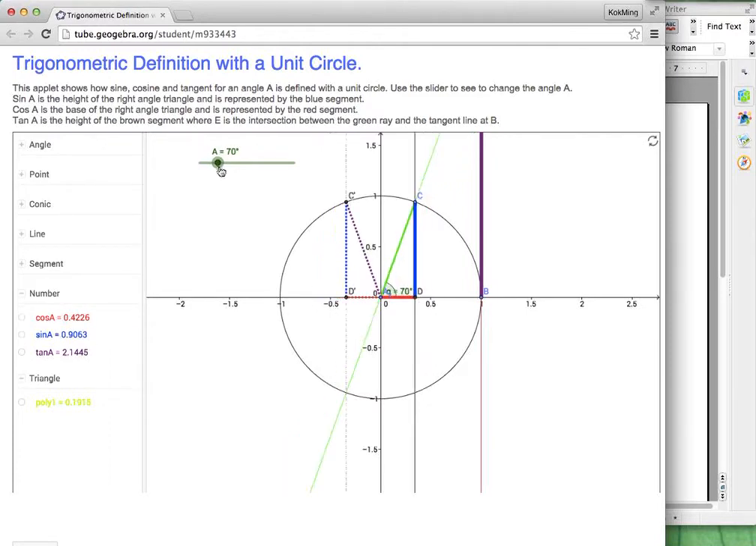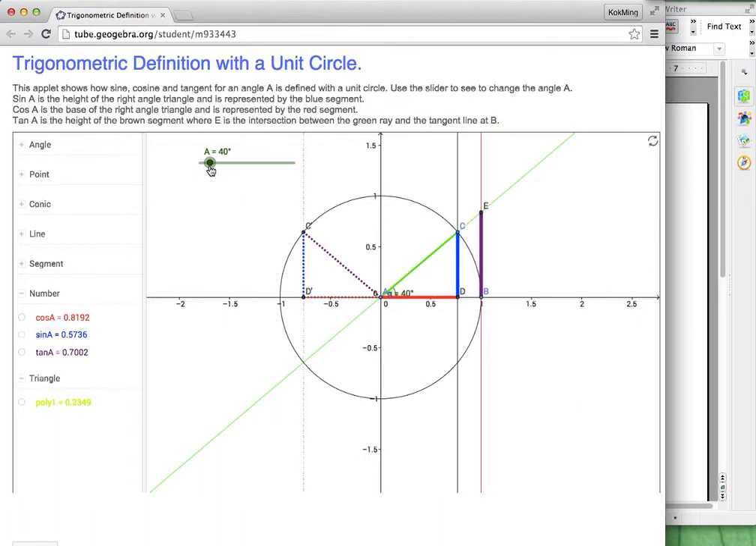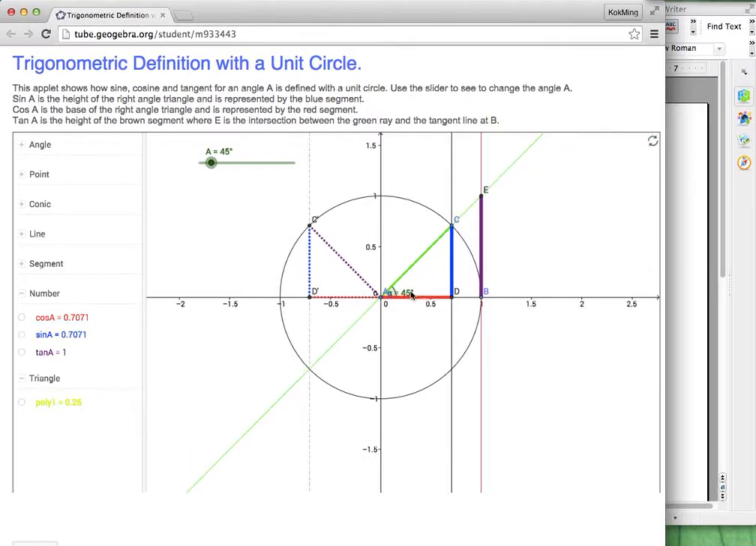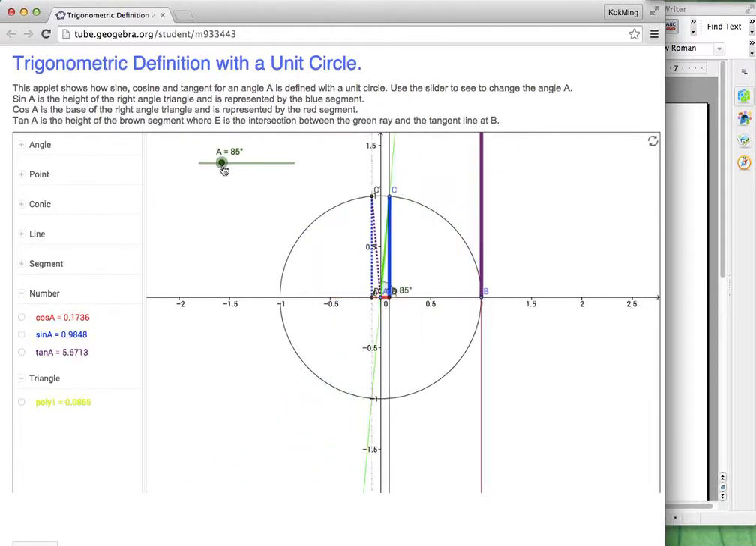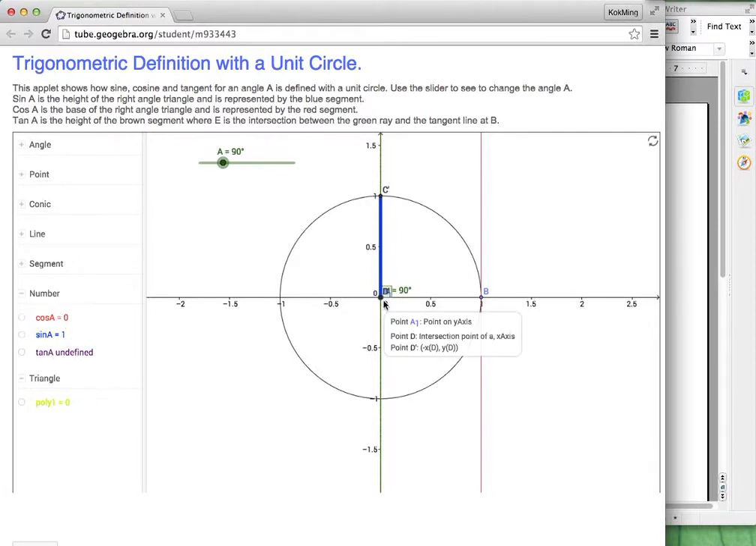How about cos 45? Well, cos 45 is slightly more than 0.5 and less than 1, about 0.7. And you can see here, cos is 0.7071. Now, if I increase this angle, at one point it will become 90 degrees. Cos 90 degrees is 0 because there is no base at this stage.